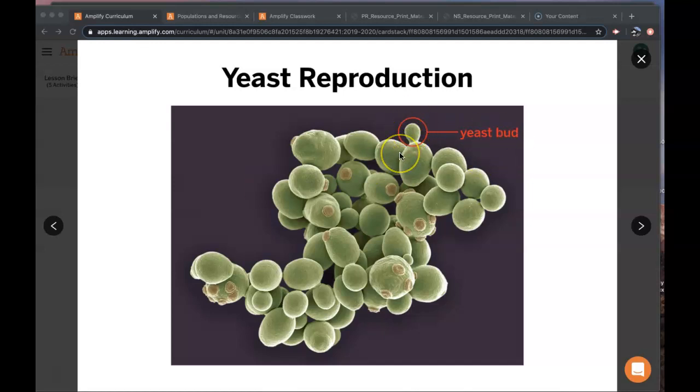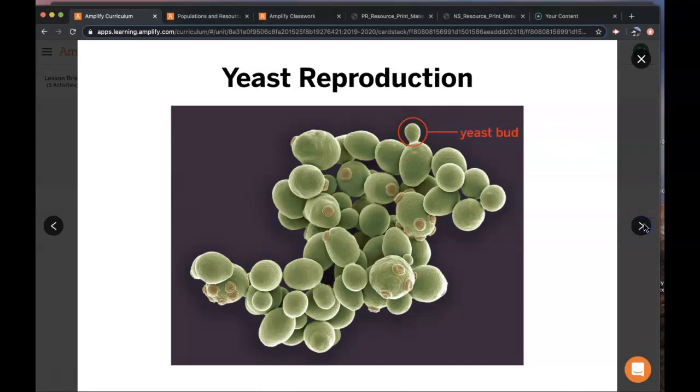Right here, the bud gets bigger and bigger until it breaks away and becomes an individual cell. So once this gets large enough, it breaks away and becomes an individual cell. And so that's how they reproduce. Scientists have observed that when yeast get more energy storage molecules, they can make more buds. This means that they can reproduce more.